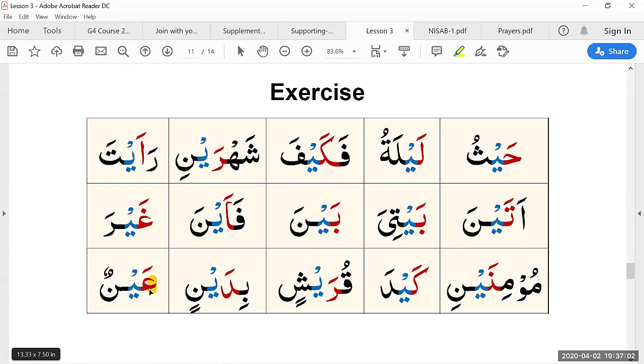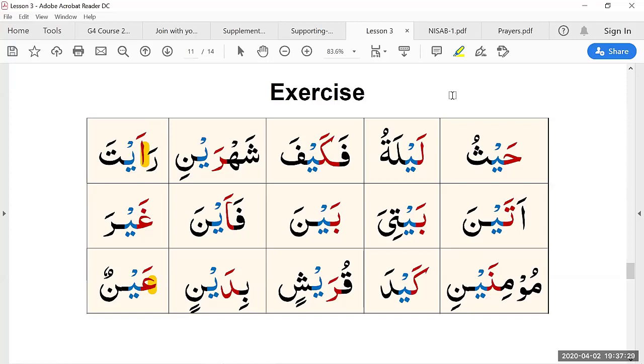I just mentioned to one of the previous students, Ain. I mentioned that the sound comes from the middle of the throat and it's different from alif, right? So, Ainun, can you try? Ain. Okay, so if you keep practicing, inshallah, it will get better.